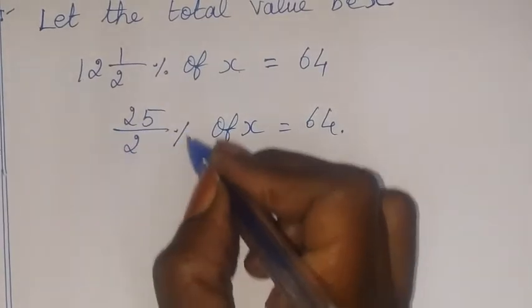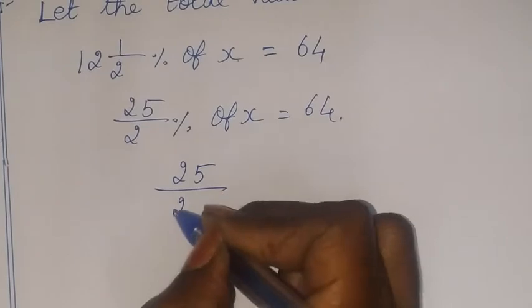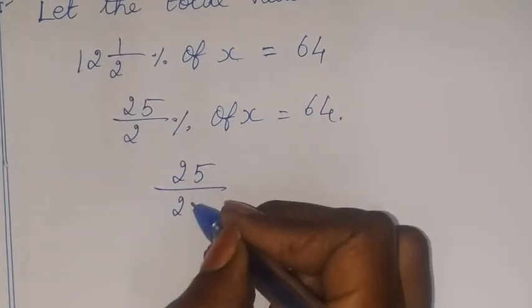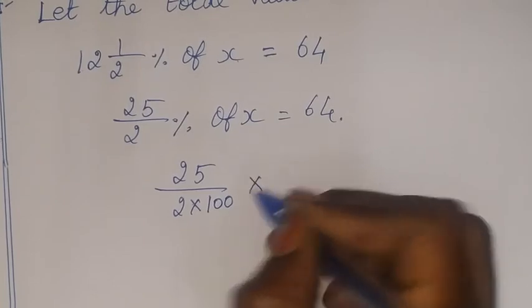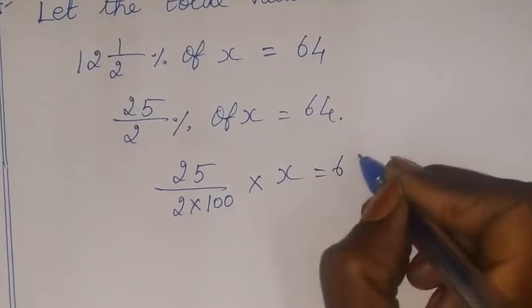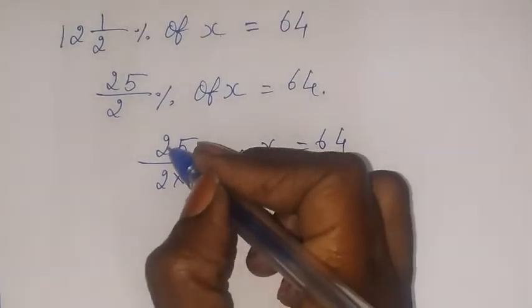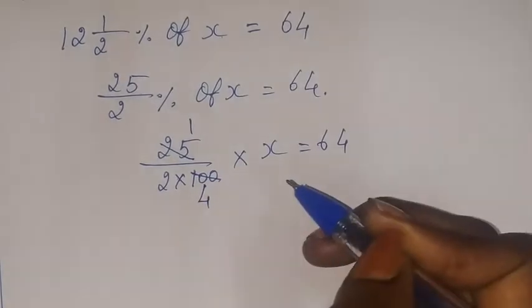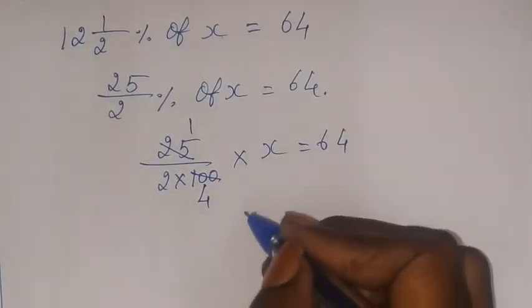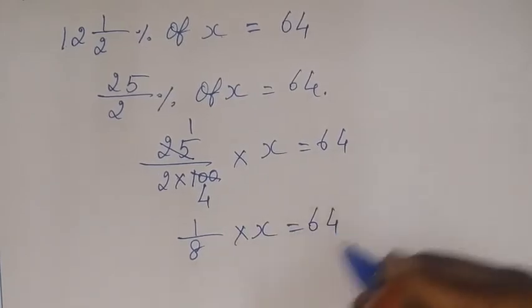Now we have to write this percentage as a fraction. So 25 by 2, we have to just divide it by 100. So write the 100 in the denominator, of x, into x is equal to 64. Now we can simplify here itself. 25 and 100 will go in the 25 table. 25 ones are 25, 25 fours are 100. So now 1 by 8 into x is equal to 64.